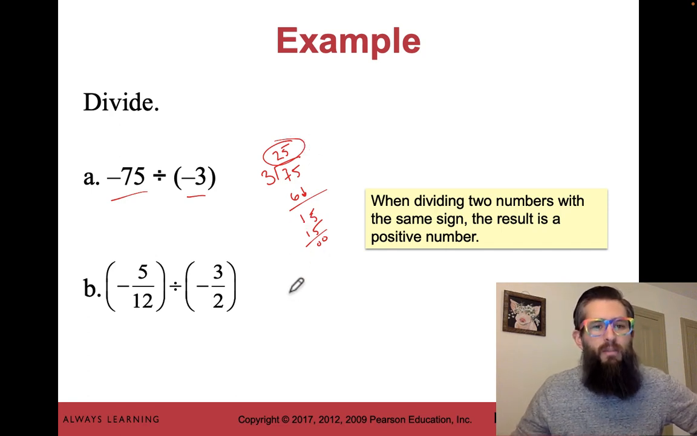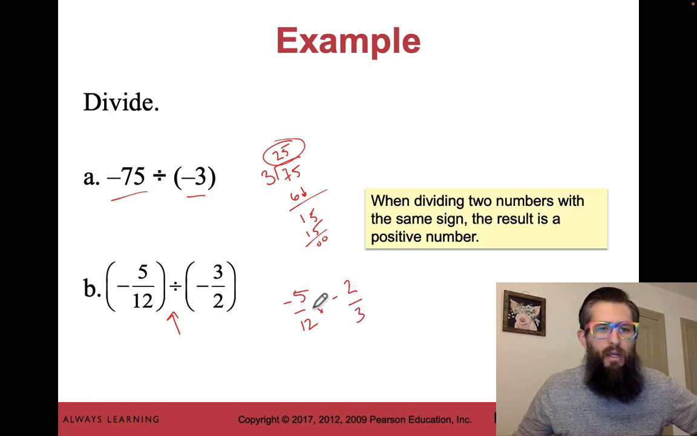Now the thing to remember when we're dividing fractions is we keep the first fraction the same, we change the sign to multiplication, and then we're going to multiply by the reciprocal of the second fraction.